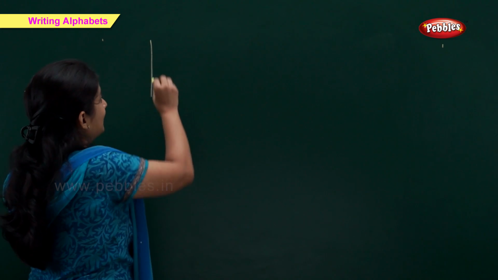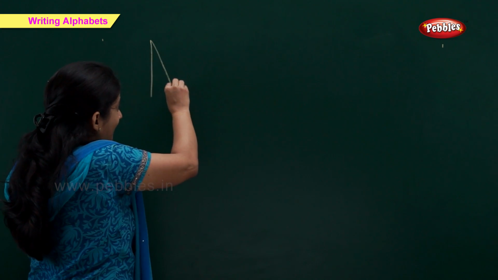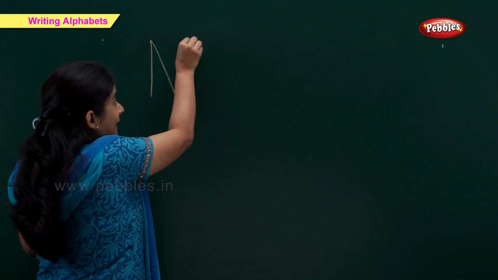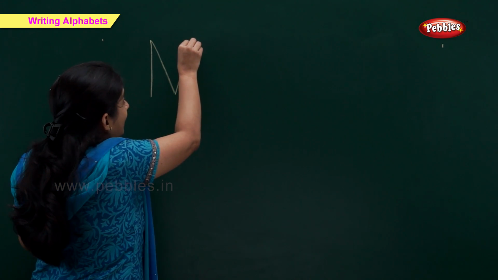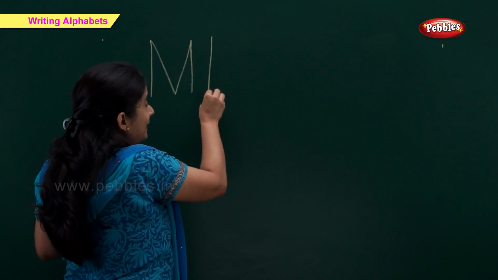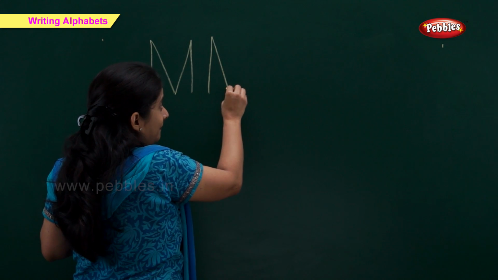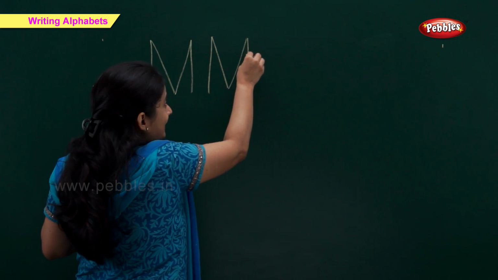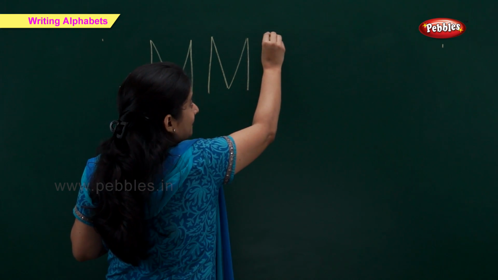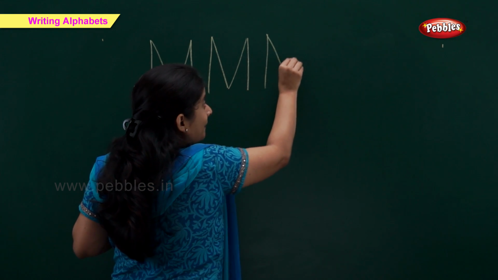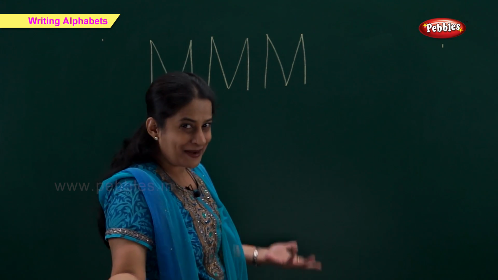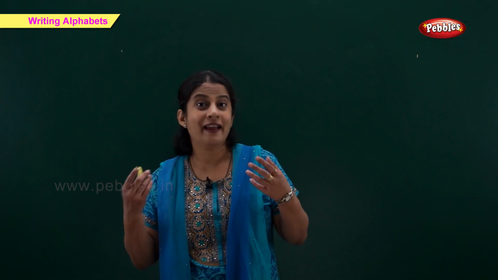Standing line, a cross line or a slanting line, one more cross line or a slanting line, again standing line makes M. Standing line, a cross line, one more cross line and a standing line makes what? M. Now we will write N.